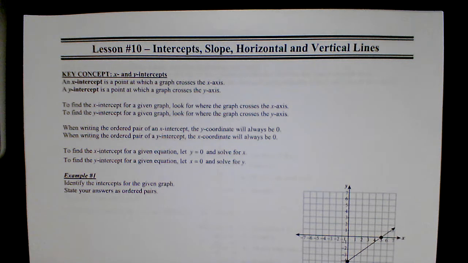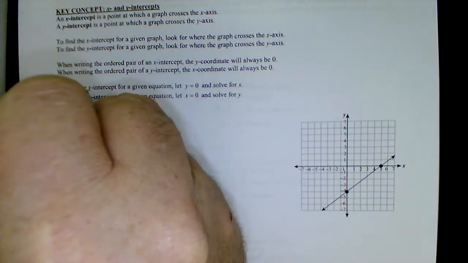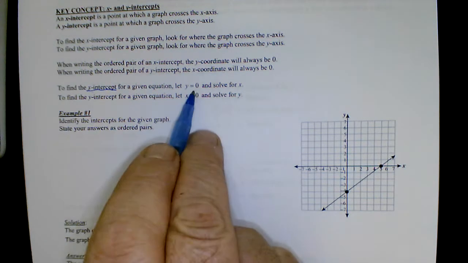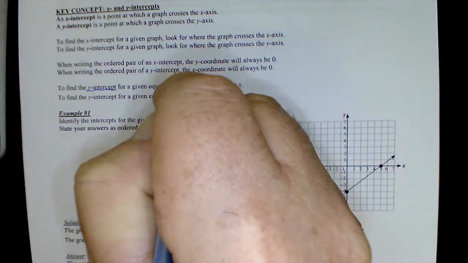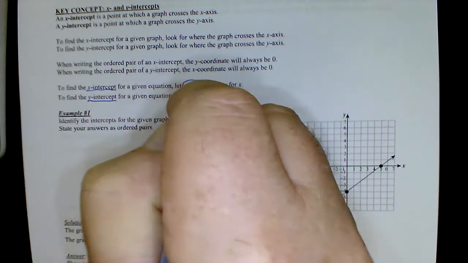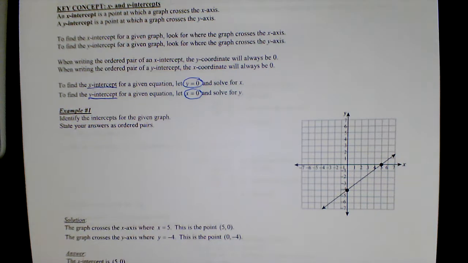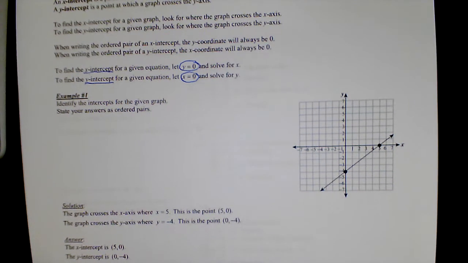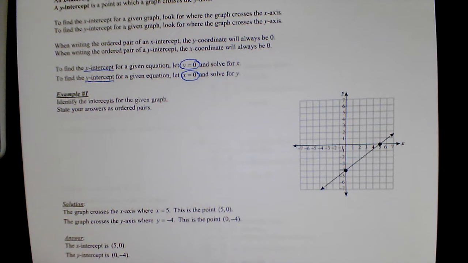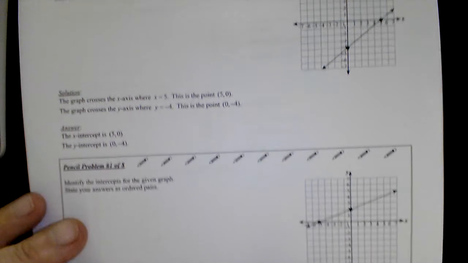So we have an x-intercept, and just some things to note. If you're looking for the x-intercept, then y is going to be 0, and you're going to solve for x. And if you're looking for the y-intercept, then x is going to be 0, and you're going to solve for y. So one question will always be to identify the intercepts, and all you have to do is name the ordered pairs. So you can check this example to the pencil problem.